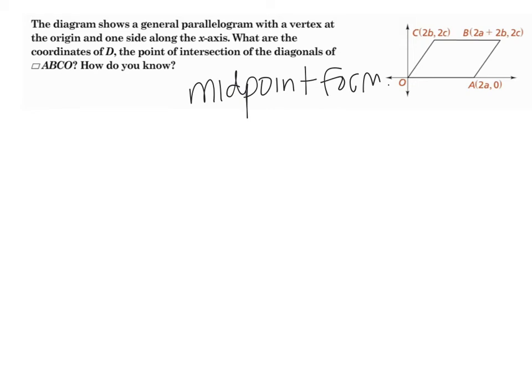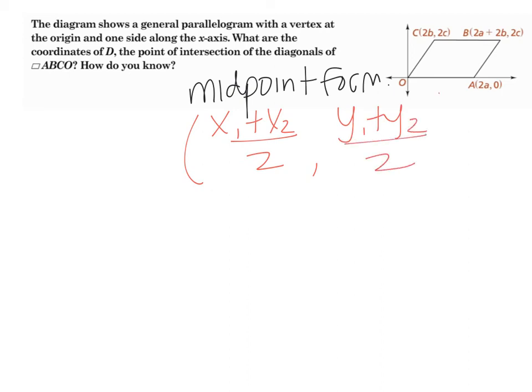So if you don't remember, the midpoint formula is x1 plus x2 over 2 and y1 plus y2 over 2. So we're going to use this formula right here to find the point D, which in the picture, if you look, is right there. So we can either use C and A or we can use B and O. It really doesn't matter because the diagonals bisect each other, so the midpoint of each should be at the same point.